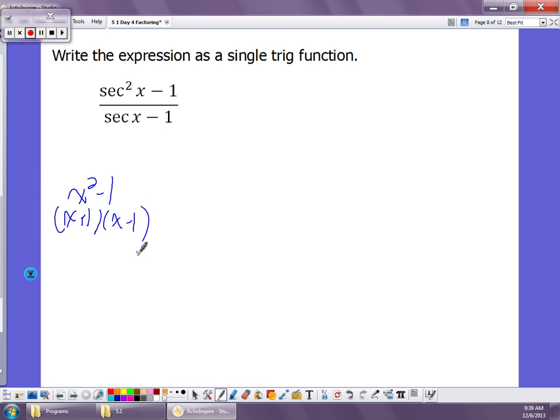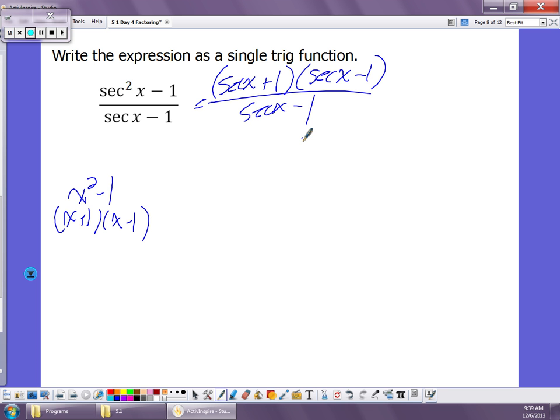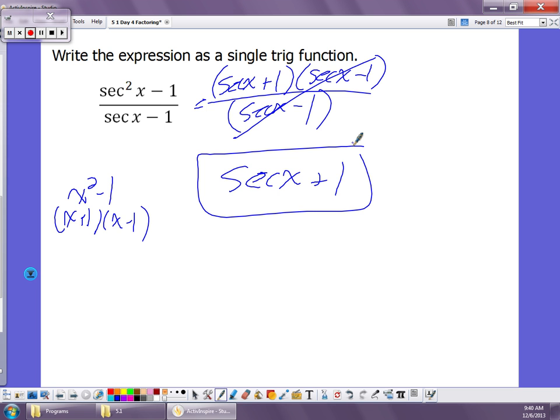I can make this secant x plus 1, secant x minus 1 over secant x minus 1. So now what's going to happen here? Right, they cancel, so you're left with just secant x plus 1. So you could have made this tangent squared x and gotten a common denominator down here and done all that, and you'd get the same answer. But you see how much easier it is if you can recognize that as a difference of squares?